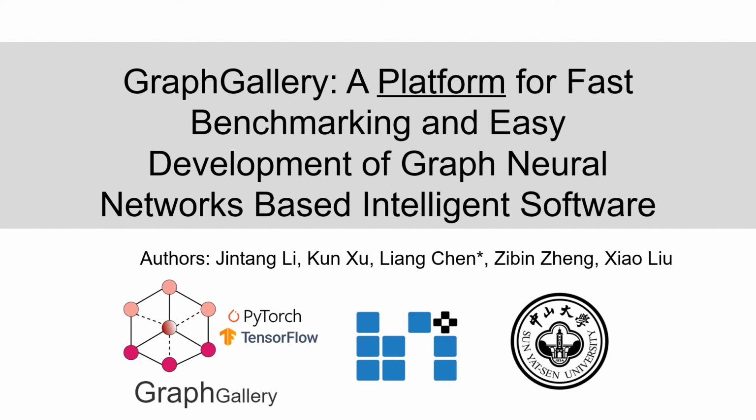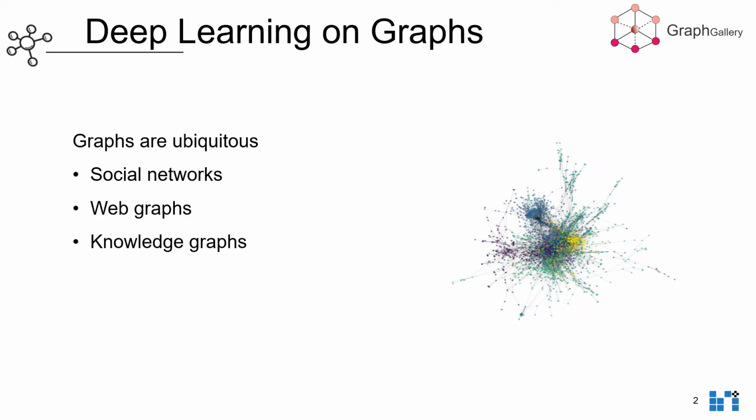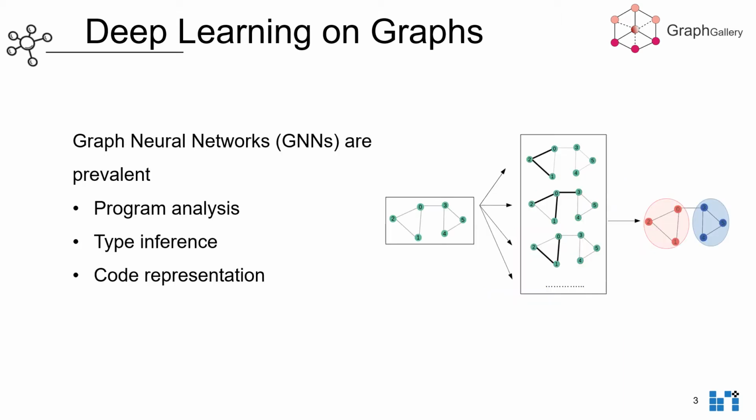Hello everyone, in this demo we are going to introduce GraphGallery, a platform for fast benchmarking and easy development of graph neural network-based intelligent software. As an important data representation, graph is ubiquitous in many real-world applications. In order to represent and analyze graph data, graph neural networks have recently been proposed as a powerful tool. They are playing an essential role in software engineering.